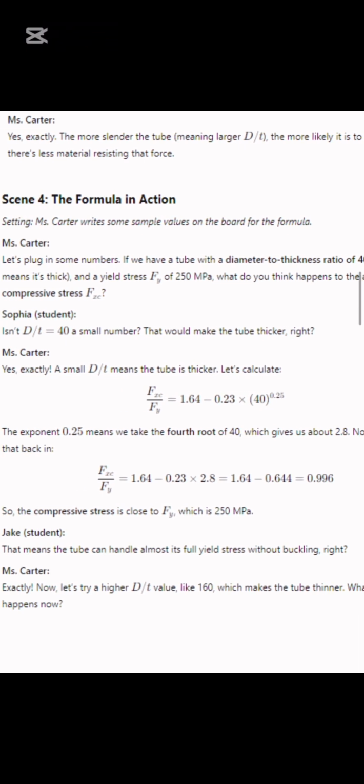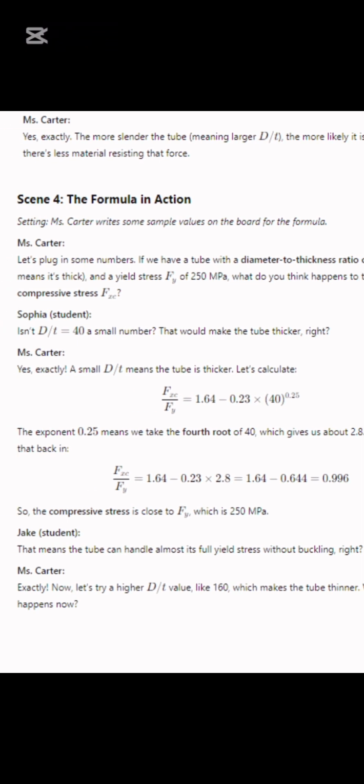What do you think happens to the allowable compressive stress? Isn't the d/t a smaller number? Yeah, that would make the tube thicker, right? Yes, exactly. A smaller d/t means that the tube is thicker.